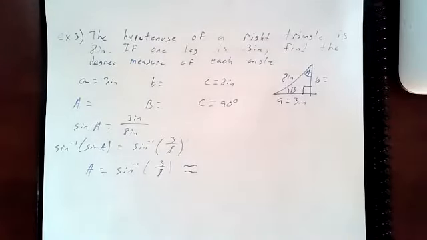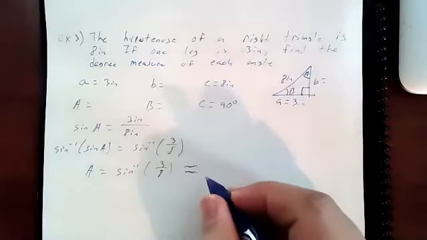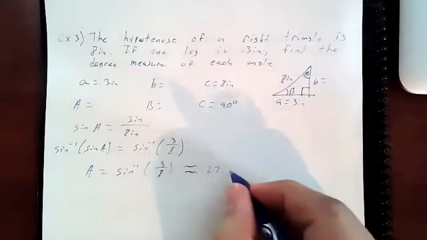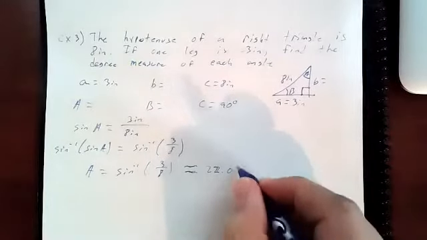So let's plug that into your calculator. What is sine inverse of 3/8 in degrees? 22. Okay. So I'm going to round to one decimal place. So say 22.0 degrees.